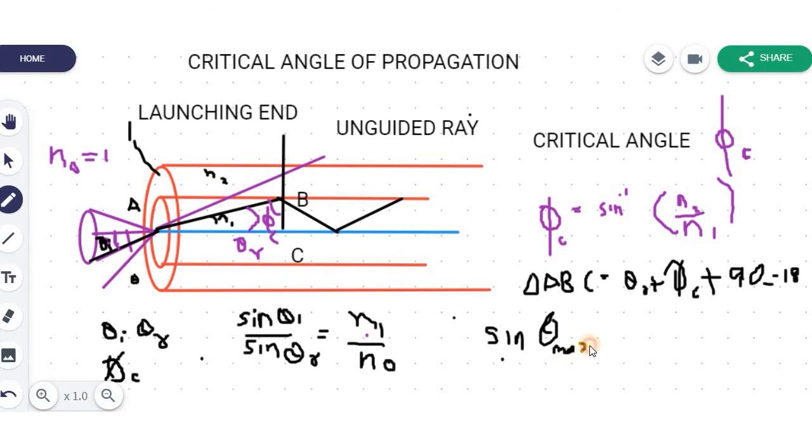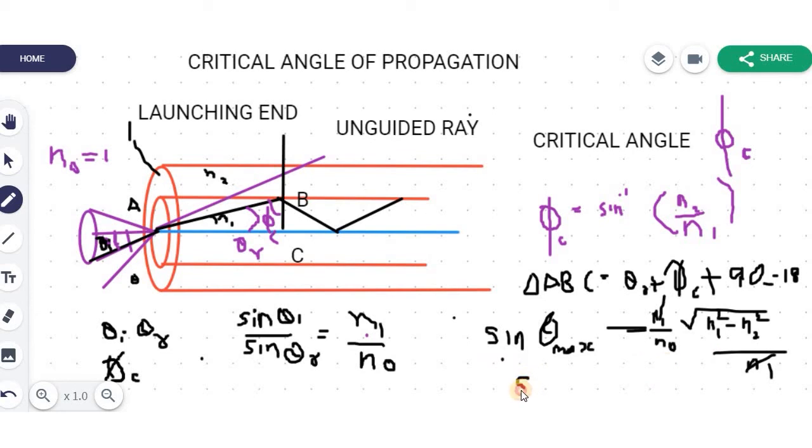We already have sin theta max is equal to n1 by n0 into cos phi c. And we have found out what cos phi c is. It is root of n1 square minus n2 square by n1. So n1 and n1 get cancelled. What is left is root of n1 square minus n2 square by n0. n0 will be normally for air, n0 will be 1.